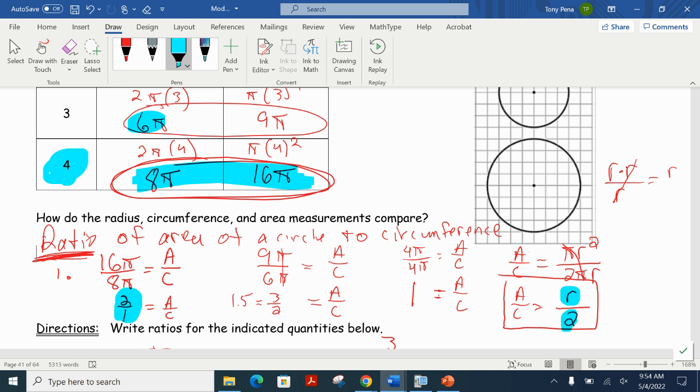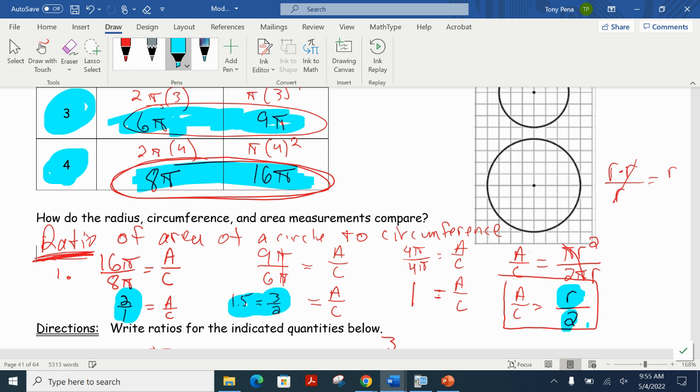Then we did the 6. All right. And then the 9 pi. Well, look at that radius. That was a 3. If I put a 3 right here, don't I get 3 divided by a 2? That's what we ended up with that second row.